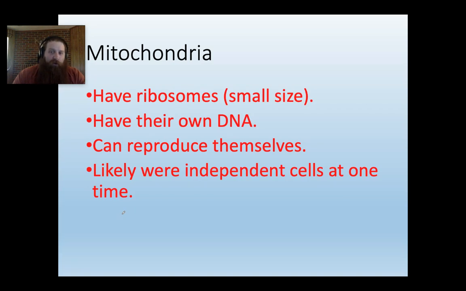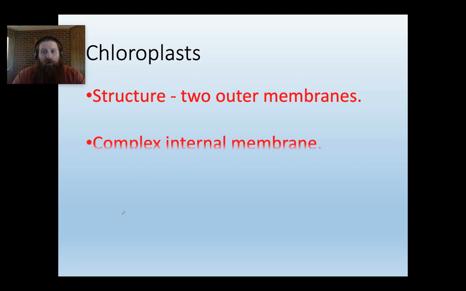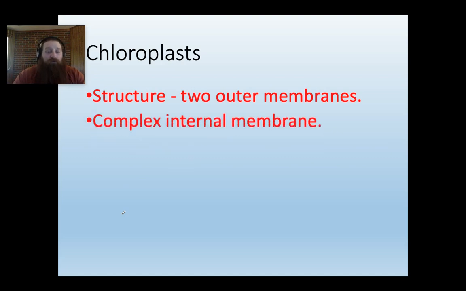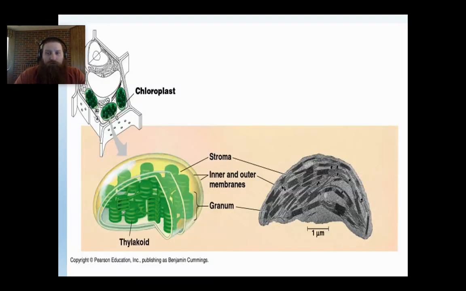Something very similar to the mitochondria is the chloroplast. It also has two outer membranes. It has a really complex internal membrane. And instead of the matrix inside, the fluid is called stroma, and that's what fills up the inside of the chloroplast. On the left is an illustrated image of a chloroplast. On the right, you can see the electron microscope image. I think the left one's a little easier to see.